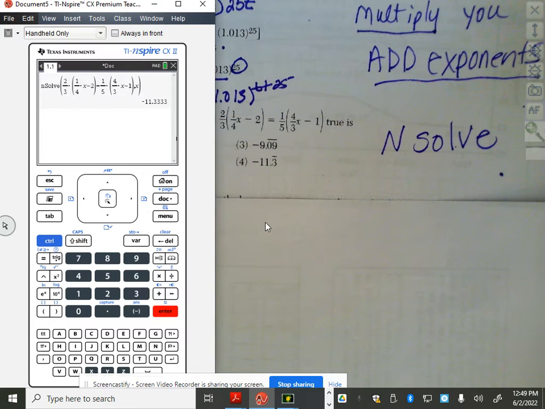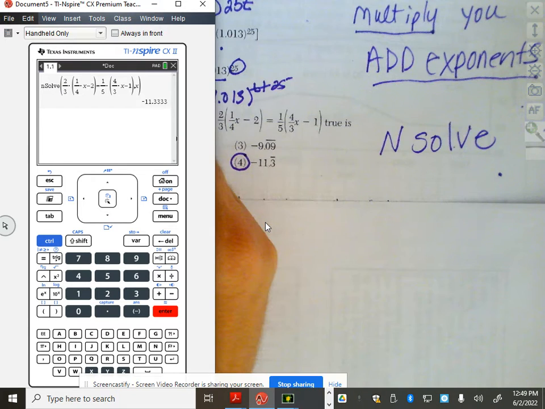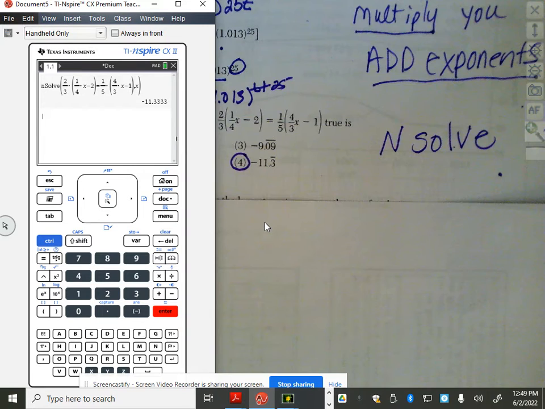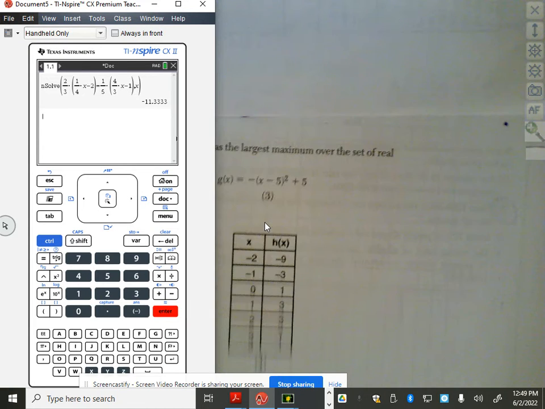And we get negative 11.3 repeating. So the correct answer is number 4. So please make sure that you use your Nspire solve when you can. Otherwise, you can make some big mistakes. It'll do it for you if that's helpful.